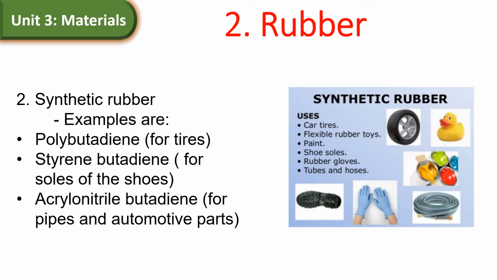In synthetic rubber, we have examples: polybutadiene, which you can find in your tires. You have styrene butadiene, which you can find in the soles of your shoes. And then we also have acrylonitrile butadiene, used for pipes and automotive parts in your cars.